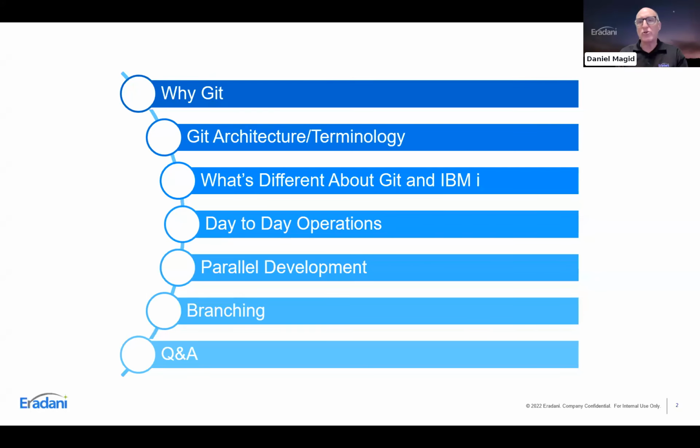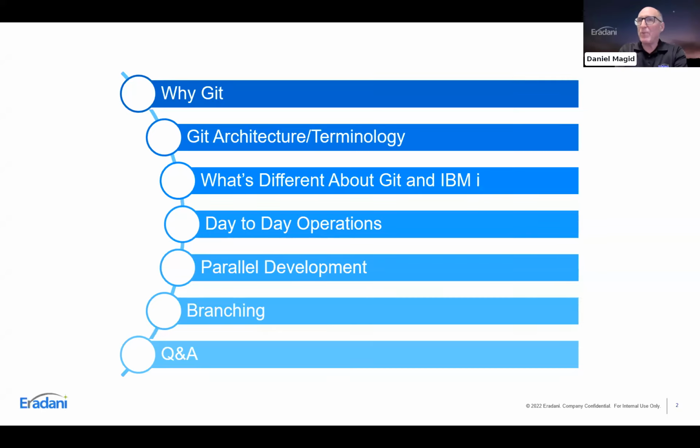We're going to start out by talking a little bit about why Git: why would you want to do this, and why go through the trouble of learning this new thing? Then we'll talk about the Git architecture and the terminology used in the Git environment, and what's different about how you do things in Git versus how we've been used to doing things in the IBMI world. Then I'll go through some examples of day-to-day operations using Git with IBMI code, looking at it from a green screen environment, from an RDI environment, and from a couple of different views.